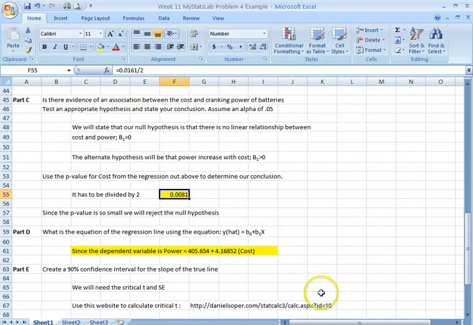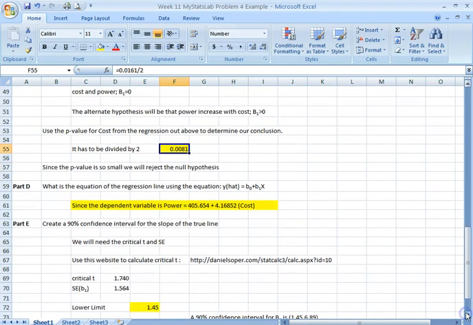Part E. Create a 90% confidence interval for the slope of the true line. And for this, we're going to need our critical t and our standard error. Well, as I've shown before and we'll use again, we're going to use the website I have listed here to do the critical t for us.